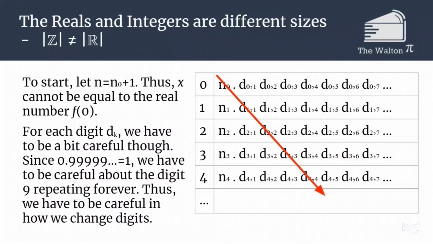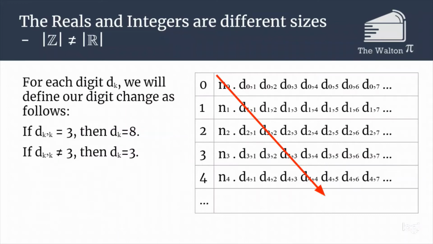We do have to be a little bit careful though, because we can't just change everything to maybe the digit that's one bigger than it. Because then we might run into this sort of situation where we have repeating nines, because 0.99999 and so on is actually equal to 1. We have to be careful about having the digit 9 come up repeatedly.